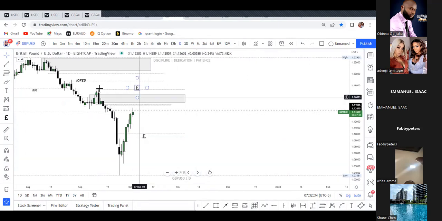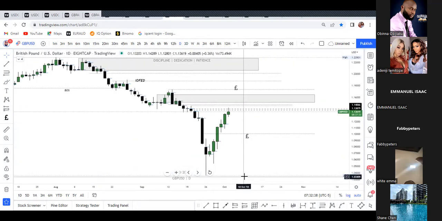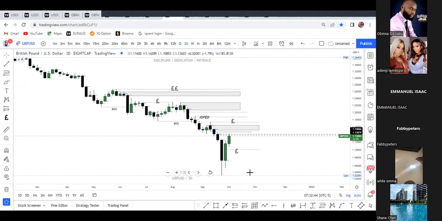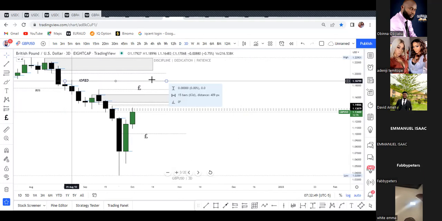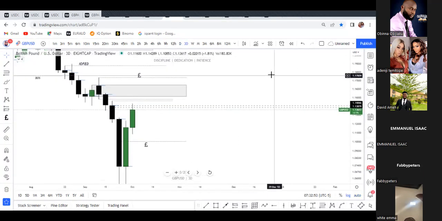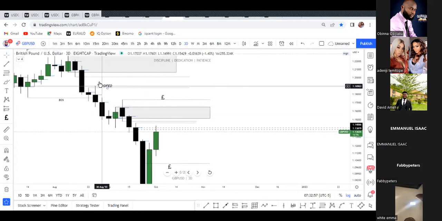Now, who remembers what I talked about? What is this price action doing here? I know you guys have already spied, so I already wrote it down. You can all see the OFED, right? Can you see how price bounced off that fair value gap? That's an OFED.